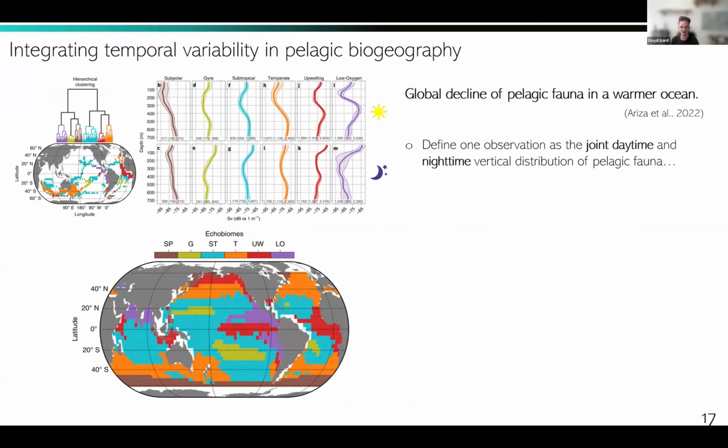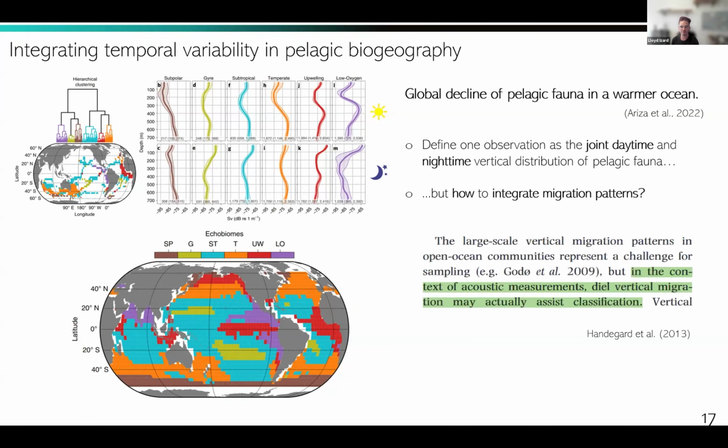And what's innovative here, I think, is that they define one pixel or one cell of this map as the joint daytime and nighttime vertical distribution of pelagic fauna. And something that got me wondering is that still for these ecobiomes, we do not integrate migration patterns. And if you read this paper from Ungard and the collaborators from 2013, you can read that in the context of acoustic measurements, geovertical migration may actually assist classification.